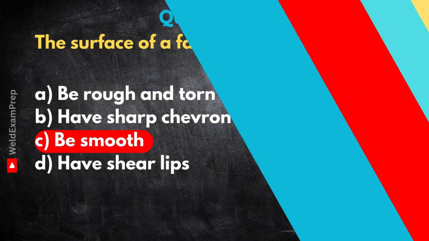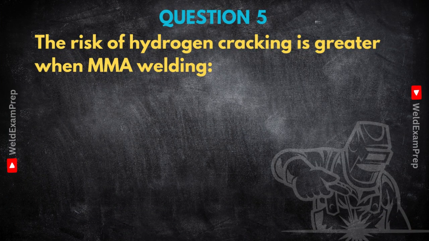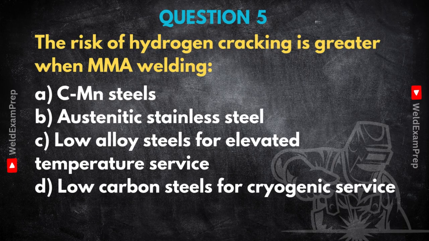Okay, final question for this deep dive. Let's circle back to hydrogen cracking, but this time focus on the material itself. The risk of hydrogen cracking is greater when MMA welding: A, CMN steels, carbon manganese steels, B, austenitic stainless steel, C, low alloy steels for elevated temperature service, or D, low carbon steels for cryogenic service. So which of these materials is inherently more vulnerable to this type of cracking?